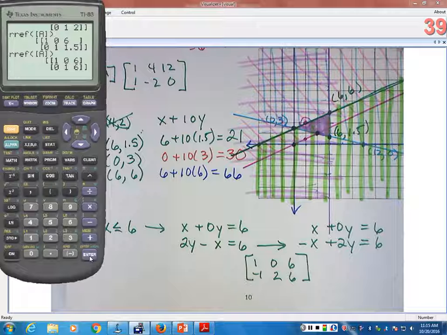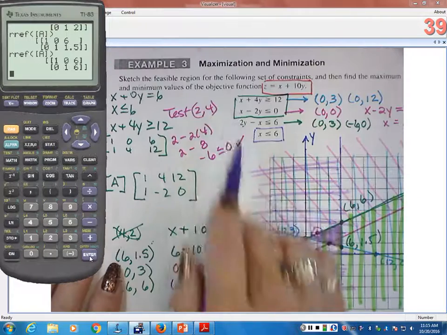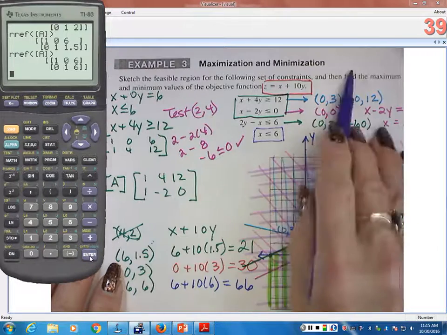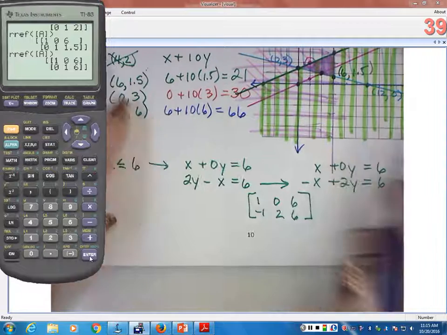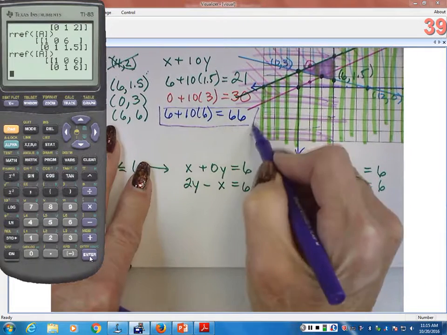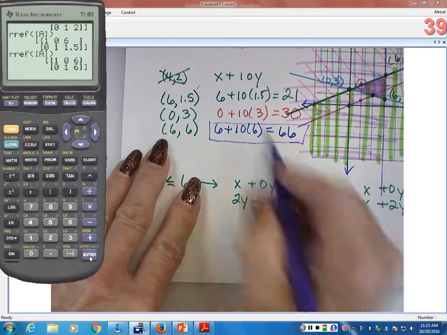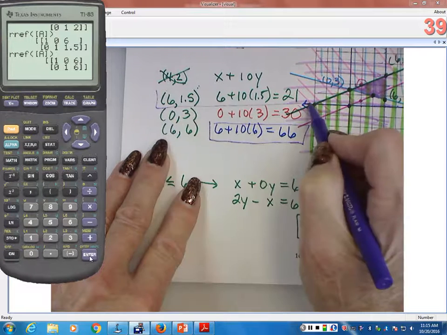So here's what we found. We want to both maximize and minimize, find both sets of values. The maximum value comes from using 6, 6. And the minimum value comes from using 6, 1.5.